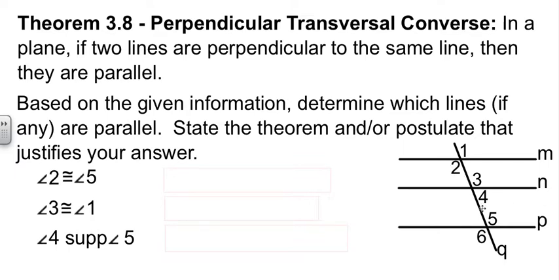What kind of angles are 2 and 5? They're between the lines, so they're interior. They're on opposite sides of the transversal, so they're alternate interior angles. So that tells me that line M is parallel to line P because of the alternate interior converse.